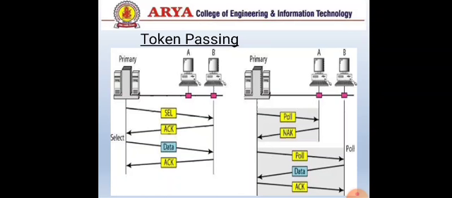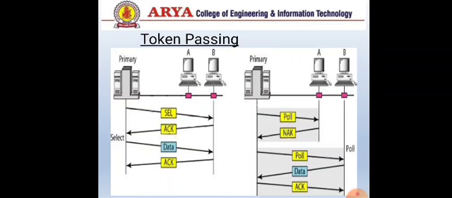This data frame proceeds around the ring, and each intermediate station examines the destination address and finds that the frame is addressed to another station and relays it to its neighbor. The intended recipient recognizes its own address, copies the message, checks for errors, and changes 4 bits in the last byte of the frame to indicate address recognized and frame copied, and the full packet then continues around the ring until it returns to the station that sent it.